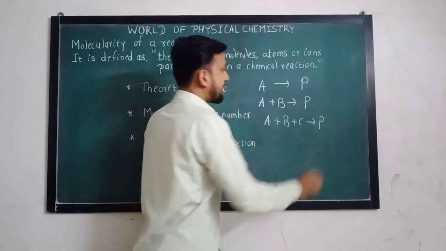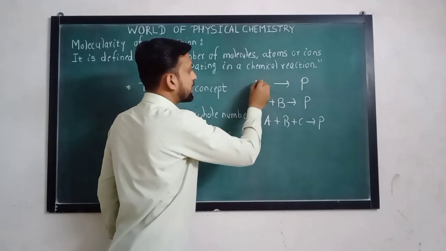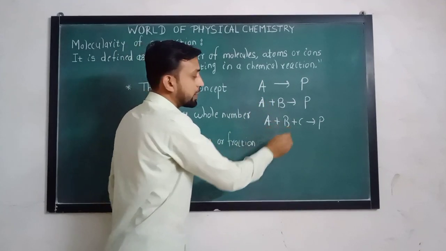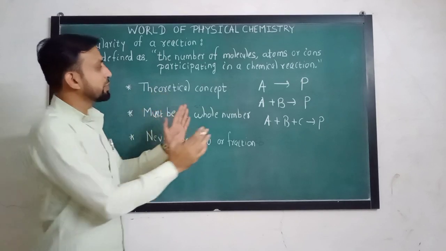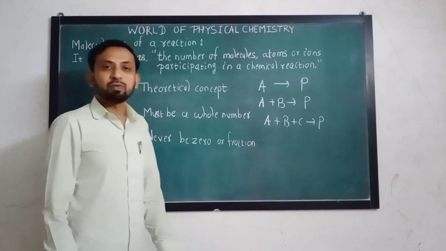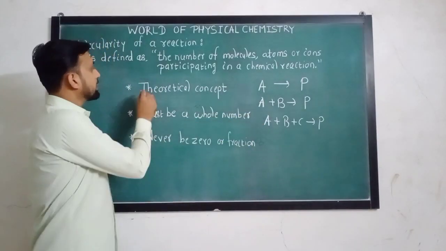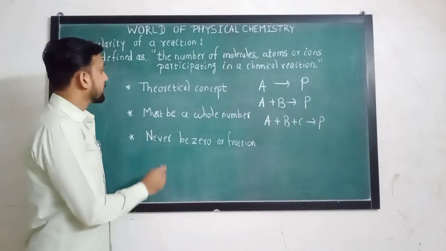in all these 3 examples, we just observe how many reactant molecules are involved. Here we can say that molecularity is 1, here molecularity is 2, here molecularity is 3. It is theoretical. That is, just by looking at the chemical reaction written here, we can count the number and we can say that the molecularity of the reaction is first, second and third respectively. That is, the molecularity of a reaction is a theoretical concept, not experimental.